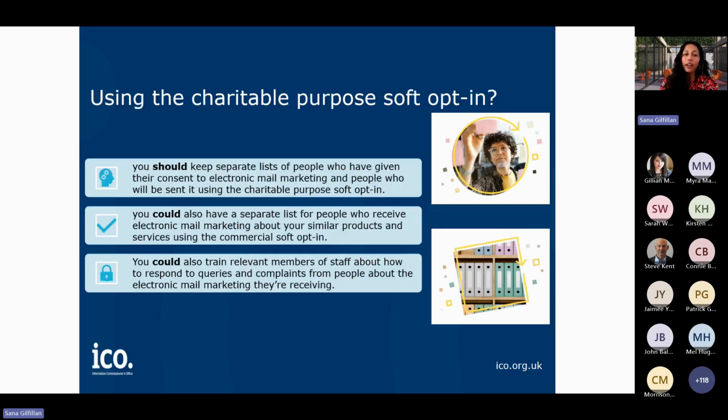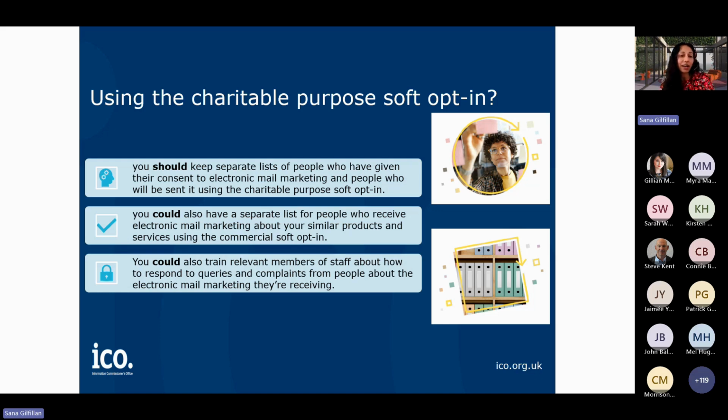So just again to go over how to use that charitable purpose soft opt-in. If you are planning to use it, you should keep separate lists of people who have, for example, given their consent to use electronic mail marketing, and people who you will be using this charitable purpose soft opt-in. You may even want to keep a separate list again for people who have bought things from you previously, and so you're using that commercial soft opt-in.